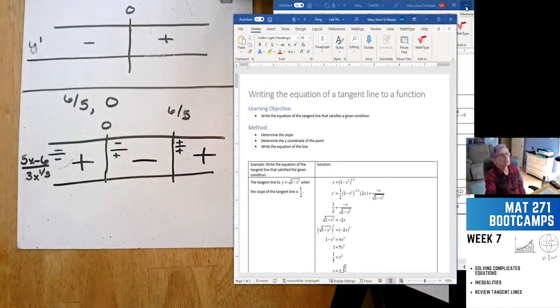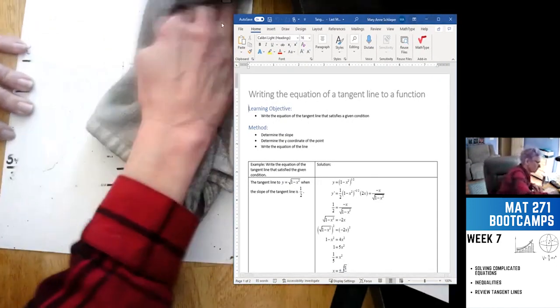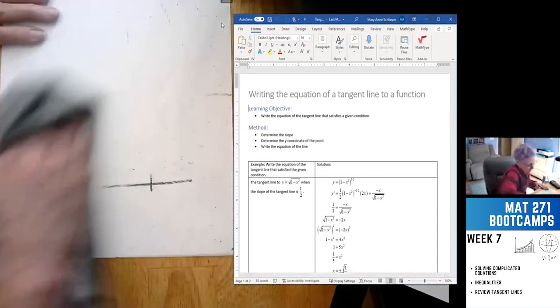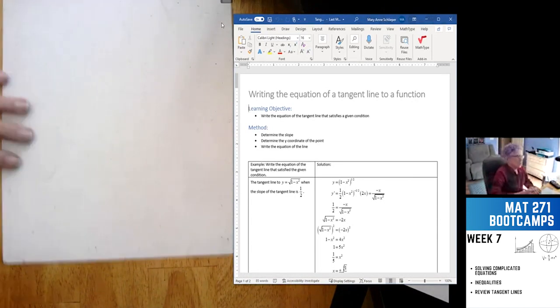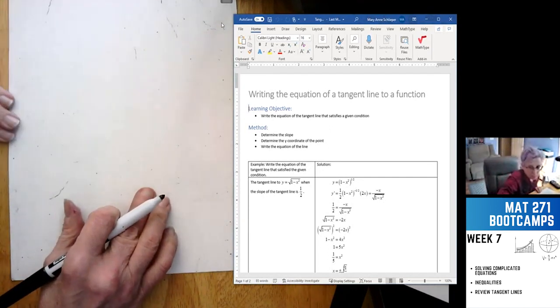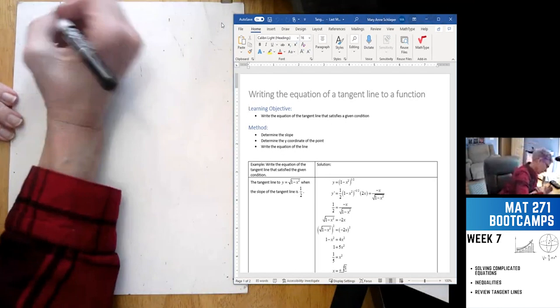Last thing I was going to do today is just a quick review of writing the equation of a tangent line, because when you get to the section on linearizations, that's really just the equation of a tangent line. So just a quick going over of that. And I know you all just did it. You had a problem on your test where you had to write the equation of a tangent line.